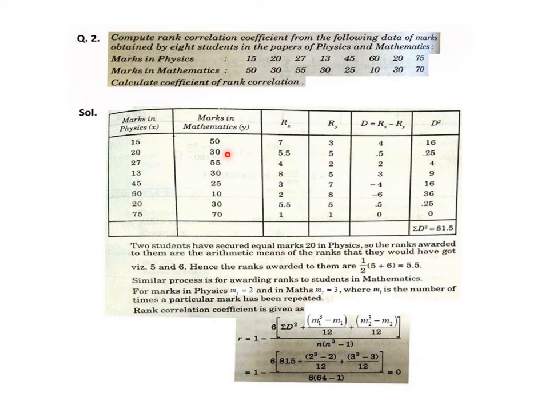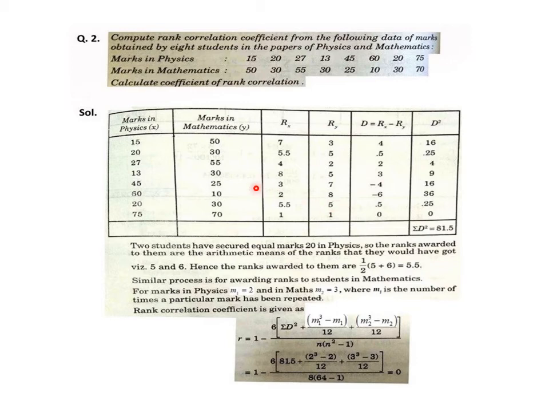So here 30 is repeating 3 times, and the ranks are 4, 5, 6. The average of these 3 is 5. So it's 5, 5 and 5 against 30. Is it okay? Then we have finished ranks 4, 5, 6.